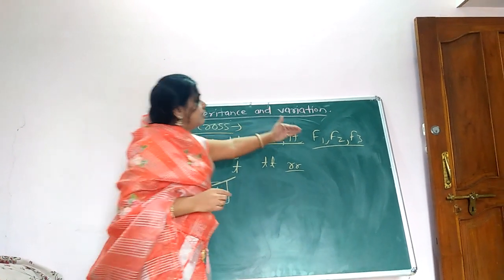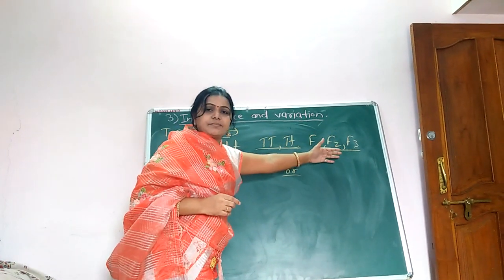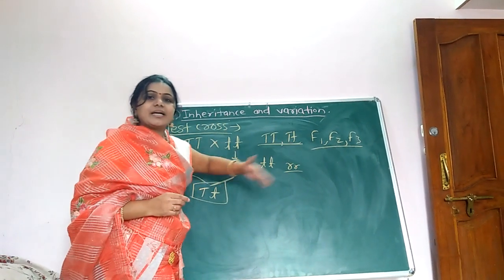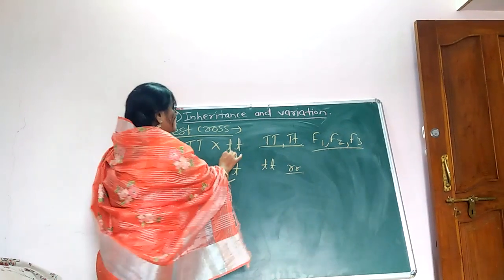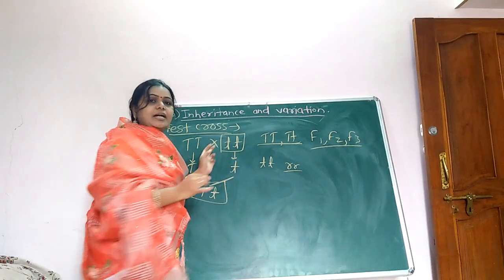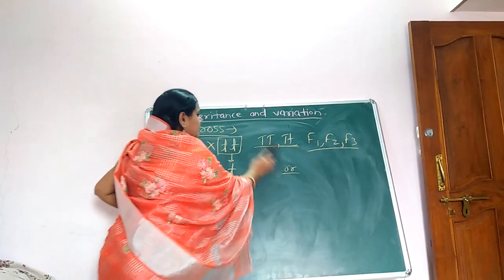F1 जनरेशन चे जीनोटाइप कोणते आहेत, F2 जनरेशन चे कोणते आहेत आणि F3 जनरेशन चे कोणते आहेत हे बघण्यासाठी जो क्रॉस वापरला जातो, तो क्रॉस कुणाबरोबर? ओनली रिसेसिव्ह होमोझायगस पॅरेंट. That cross is called test cross. We are giving here one example.